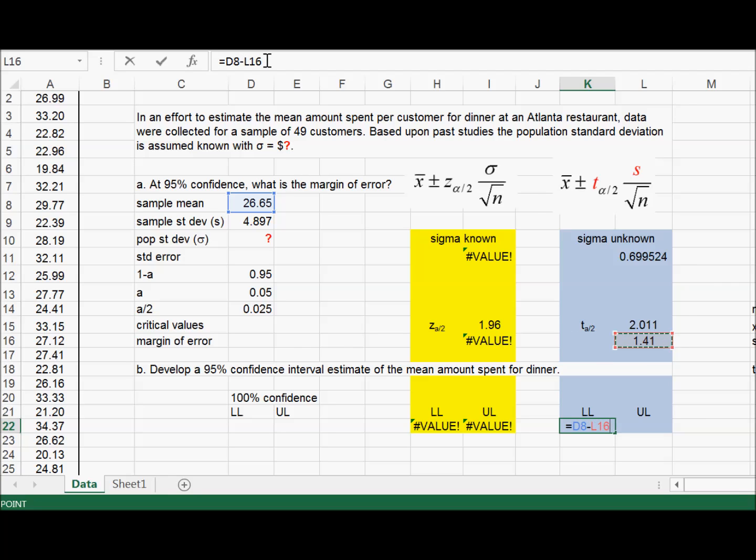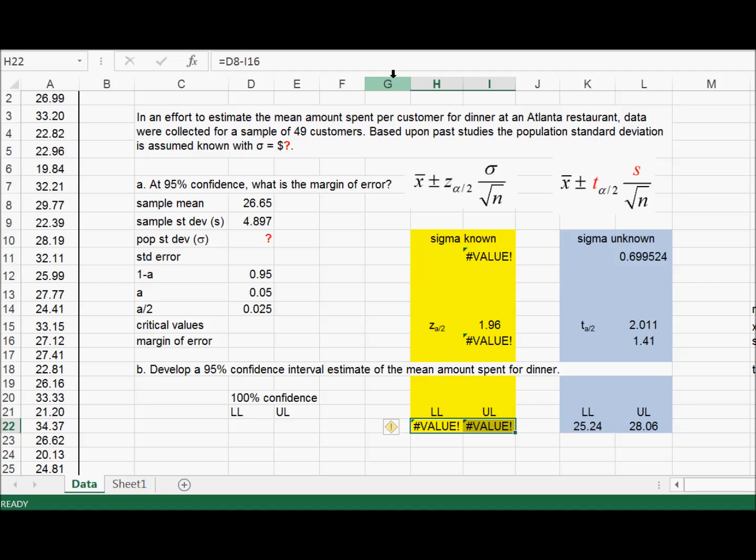Now, before I hit enter, I'm going to copy and paste, but I want to change the minus to what? Plus or minus. This is the plus, and that's the minus. Everybody got it?